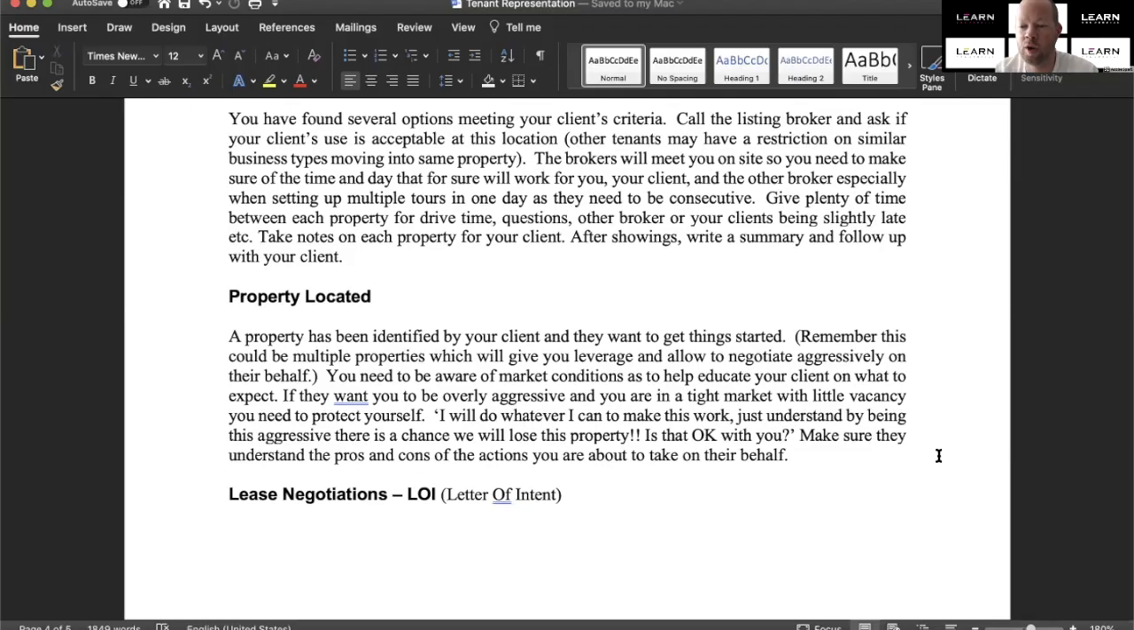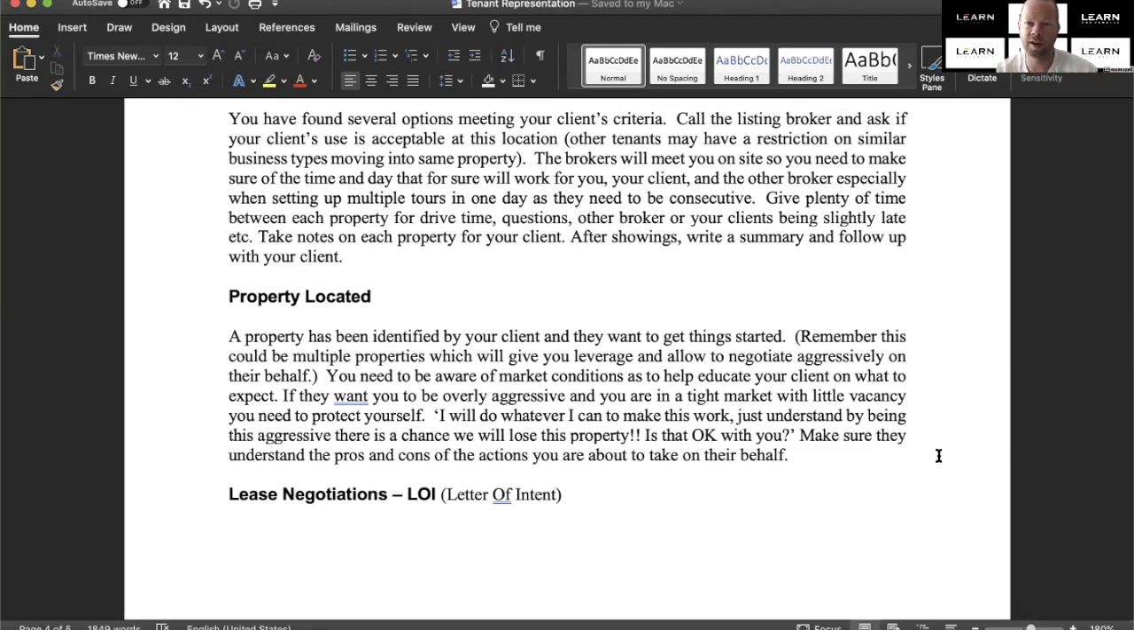If they want you to be overly aggressive and you are in a tight market with little vacancy, you need to protect yourself. What I mean by that is, I'll do whatever it takes, and I'll do what I can to make this work. Just understand, by being this aggressive, there's a chance we will lose this property. So just be transparent with your clients. Like, look, I think this is the only property right now that could work.